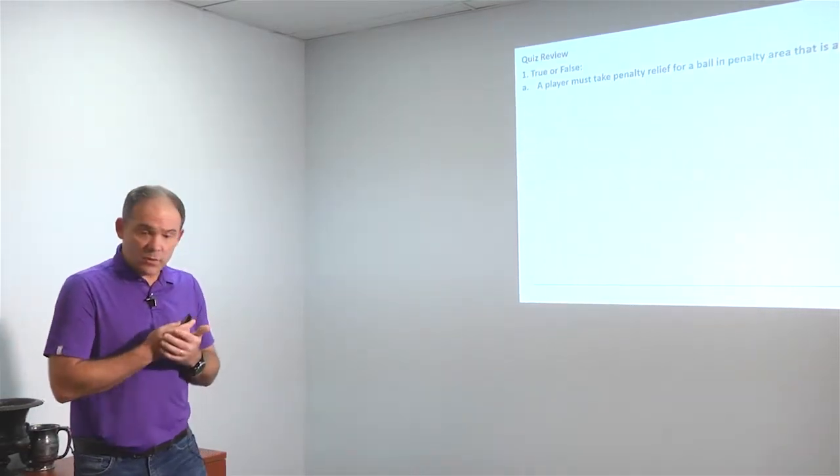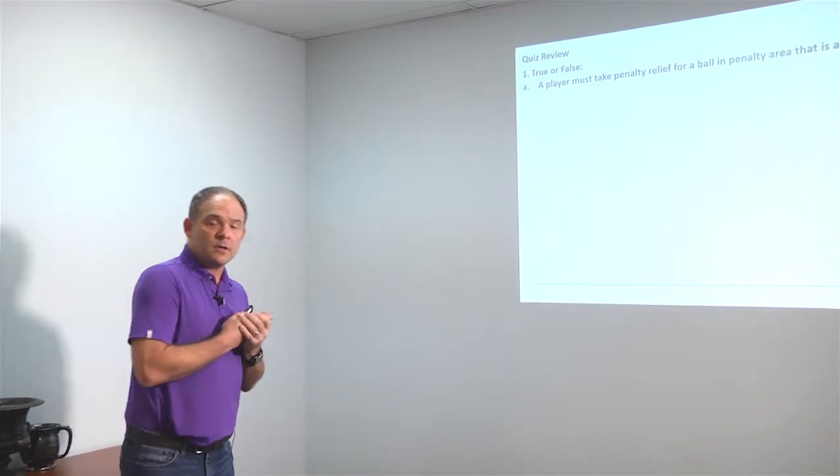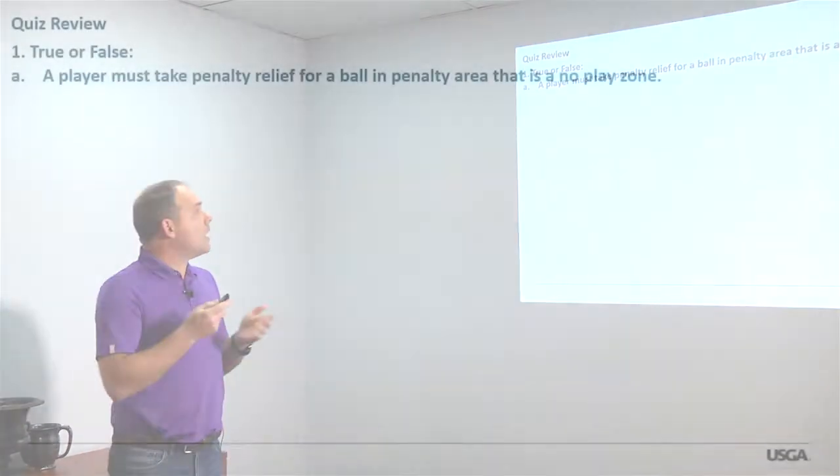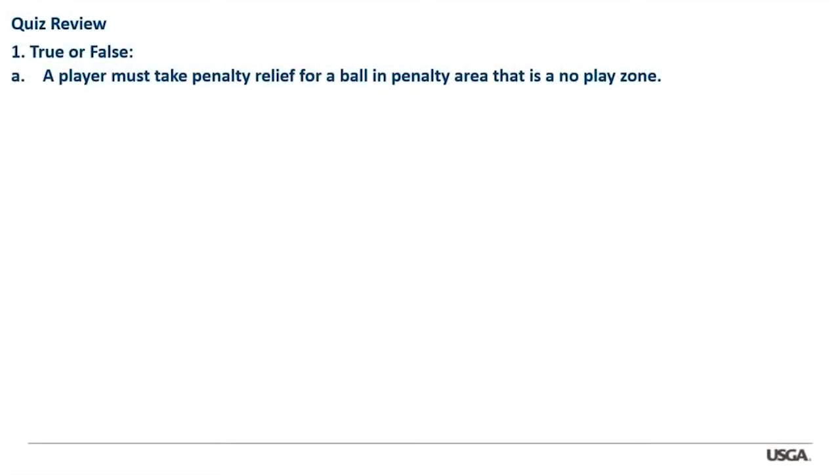All right, so now we are to the quiz review for what we handed out earlier. Let's just go over this real quickly. Question number 1 is always true and false. A player may take penalty relief for a ball in a penalty area that is in a no-play zone. Must that player do that? And the answer is true.